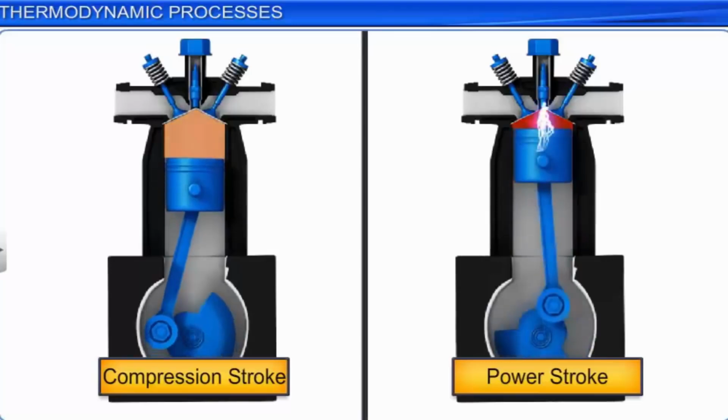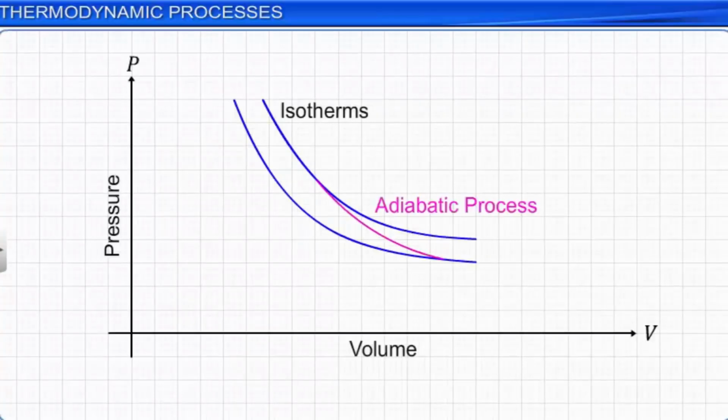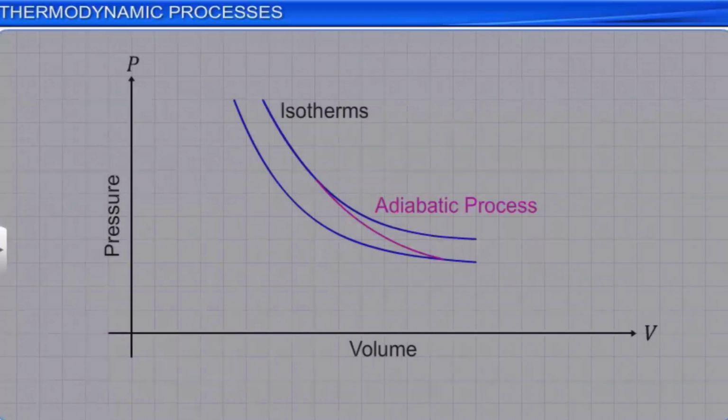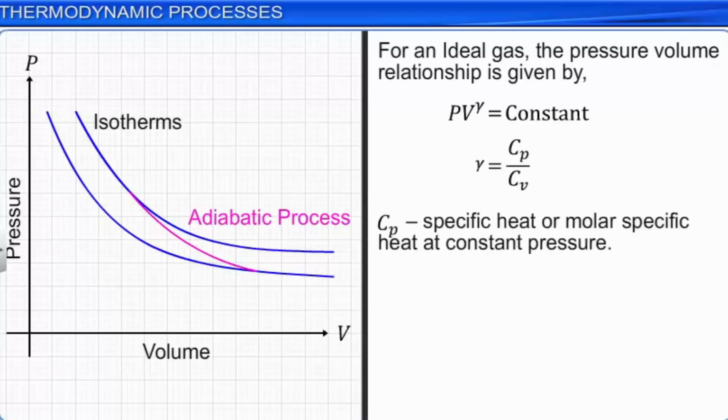The PV curve shows an adiabatic process connecting two isotherms for an ideal gas. For an ideal gas in an adiabatic process, the pressure-volume relationship is expressed as PV to the power of gamma is a constant. Here, gamma is equal to Cp by Cv, where Cp is the specific heat or molar specific heat of the gas at a constant pressure, and Cv is the specific heat or molar specific heat of the gas at a constant volume.